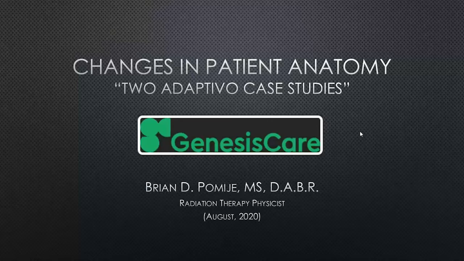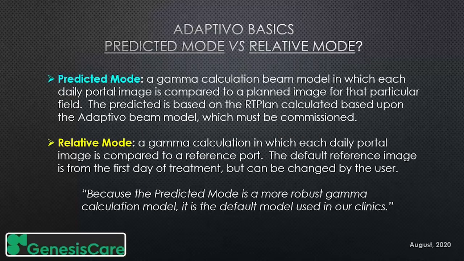Well, thank you very much, and thanks Standard Imaging for inviting me. Hello, everyone. I'm going to go ahead and give this presentation, but I'd like to start out with my first slide, which is more of an introduction. For those of you who do not use Adaptivo or are not familiar with it, there are two different calculation modes that can be used for the gamma calculations. There's a predicted mode, which is a more robust mode. It is a gamma calculation beam model in which each daily portal image is compared to a planned image for that particular field. The predicted is based on the RT plan, calculated based upon the Adaptivo beam model, which must first be commissioned by your facility.